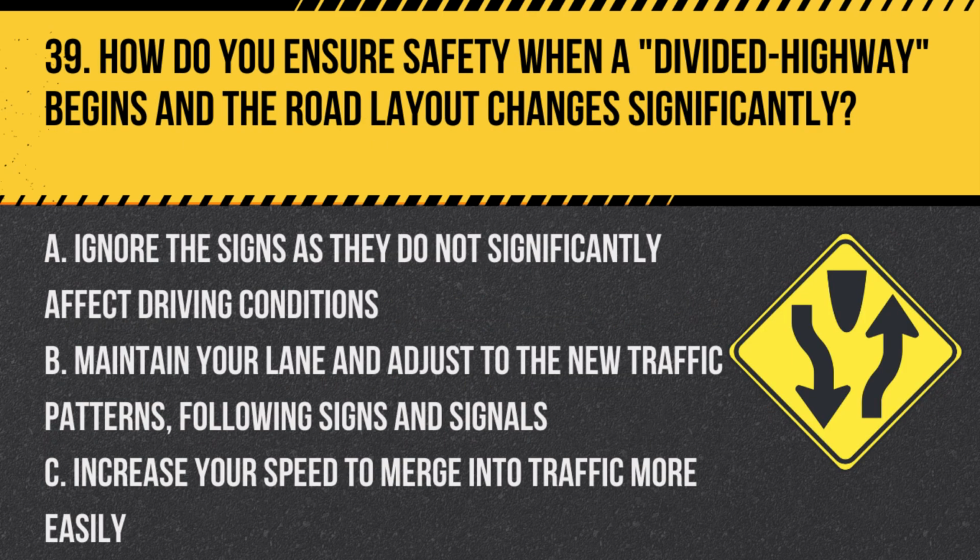Question 39. How do you ensure safety when a divided highway begins and the road layout changes significantly? A. Ignore the signs as they do not significantly affect driving conditions. B. Maintain your lane and adjust to the new traffic patterns following signs and signals. C. Increase your speed to merge into traffic more easily.